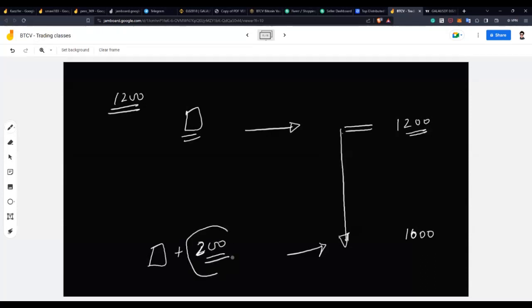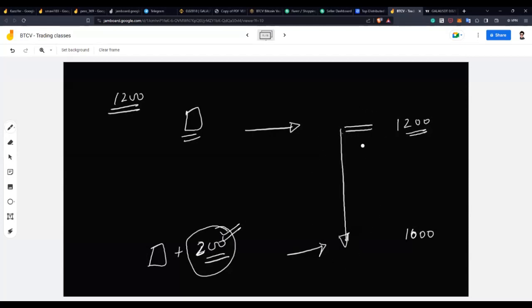So in a very simple way, you made a profit of $200 just by figuring out when the price is going to crash or when the price is going to go down. Okay, and that's what we do in trading. It's not that simple, of course. I'm trying to make it very simple for you guys.